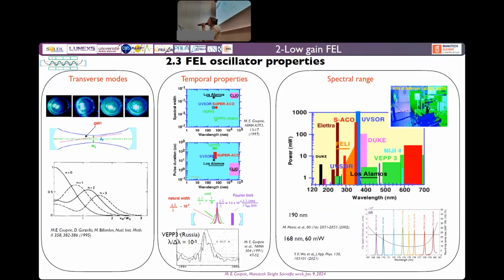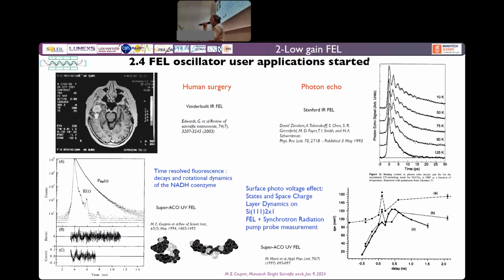So with oscillators, we were a bit limited by the optics. Still, very early, in the early times, first FEL oscillator user applications did start. So with infrared FEL, I put here some example about human surgery with the Vanderbilt infrared FEL in the US, or photon echo, which is more basic research at Stanford FEL.